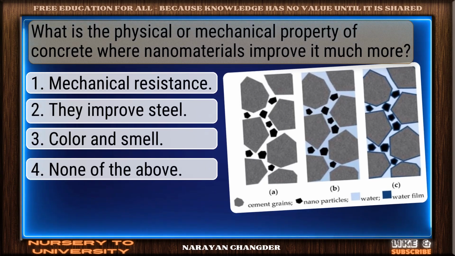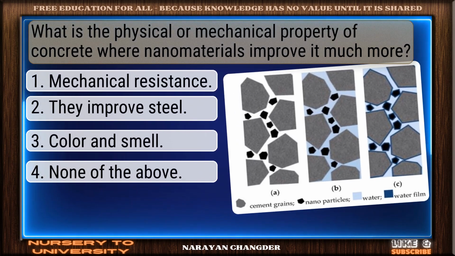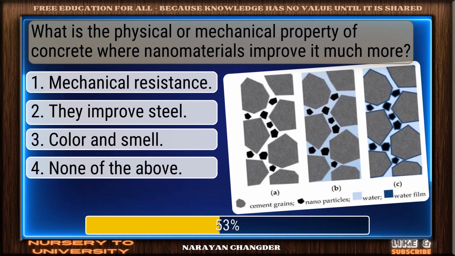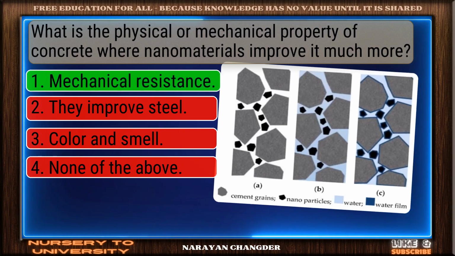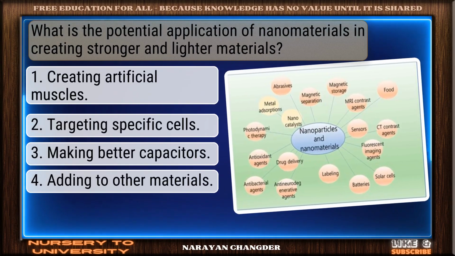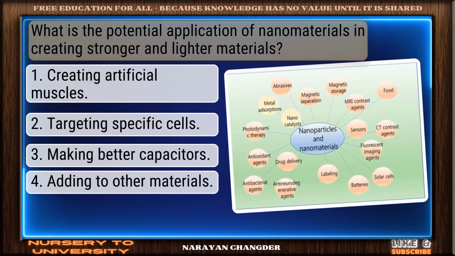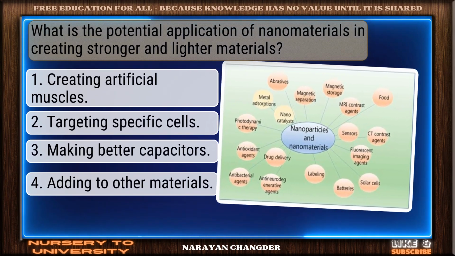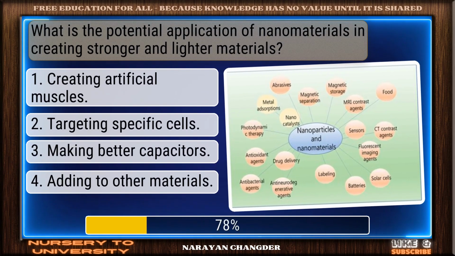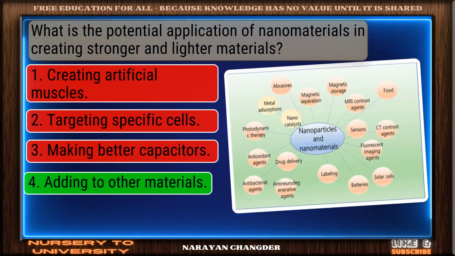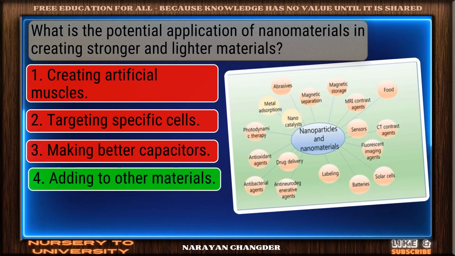What is the physical or mechanical property of concrete where nanomaterials improve it much more? On track. Mechanical resistance is the correct answer. What is the potential application of nanomaterials in creating stronger and lighter materials? Great job. Adding to other materials is the accurate answer.